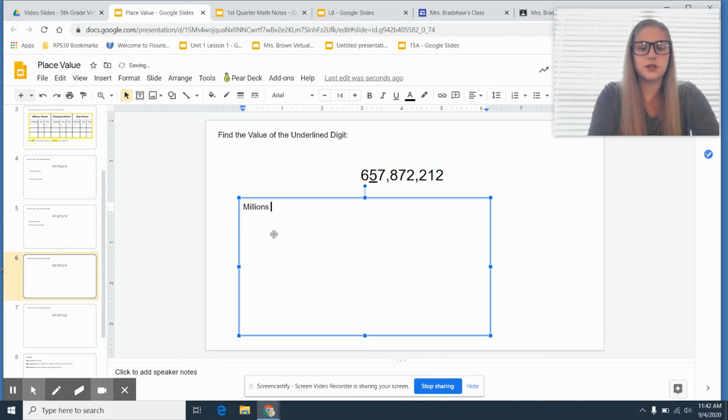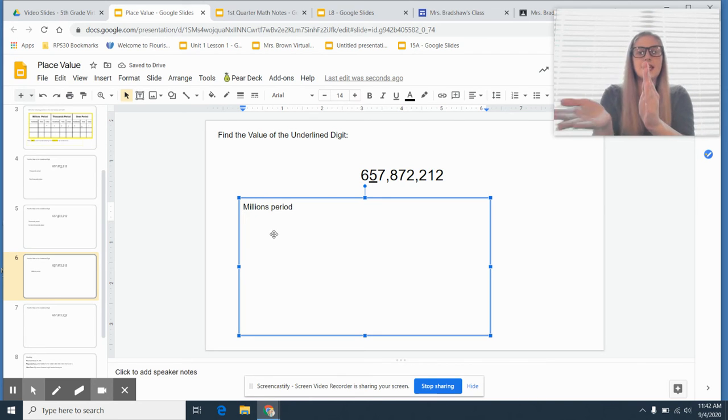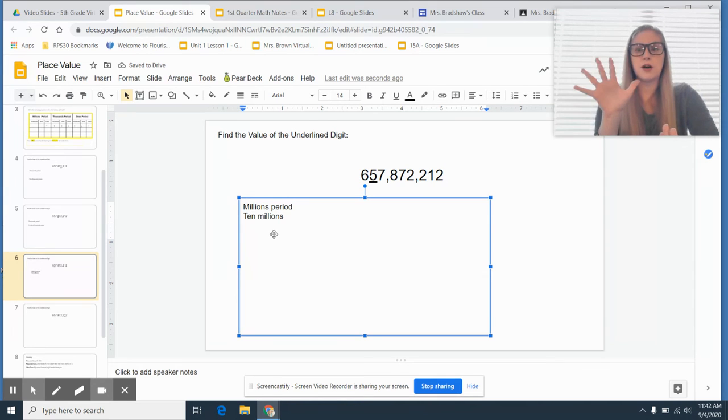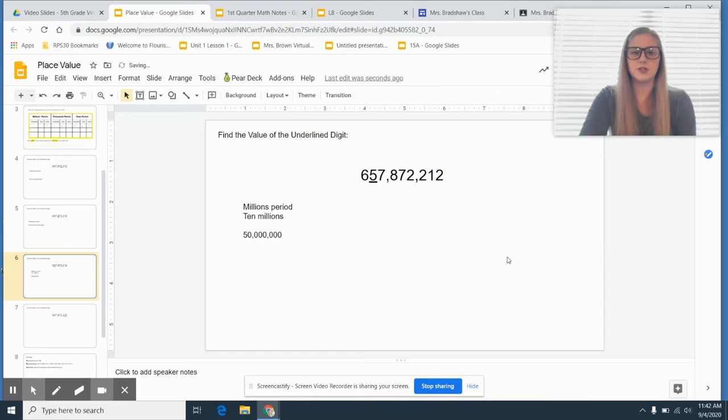So I'm just going to write notes so I remember. Then I know that it's not the ones place. It's not the 10. It is the tens place and it's not the hundred. So it's in the 10 millions place. So the value of that, because it's a 5, is worth 50 million. And that would be the value of that underlined digit.